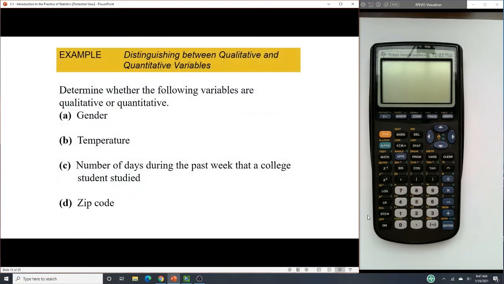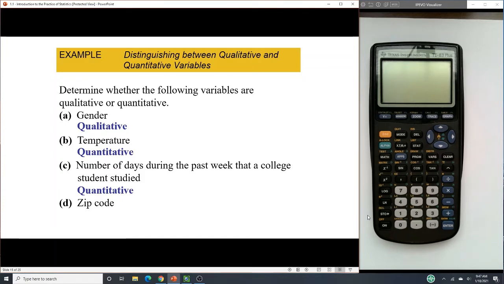Okay, so just kind of an example here. Again, gender is qualitative. We've done that one a few times. Temperature, those are numbers that we can move around and categorize to those numbers. A number of days that a student studied. So number of days there, we can add those up, so that's quantitative.